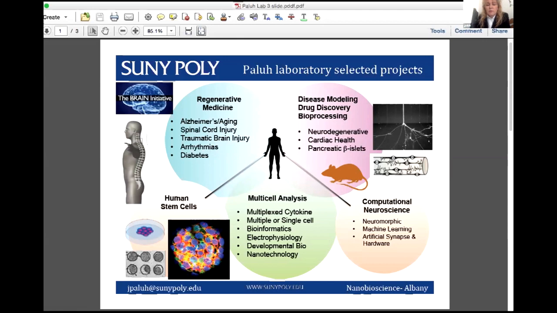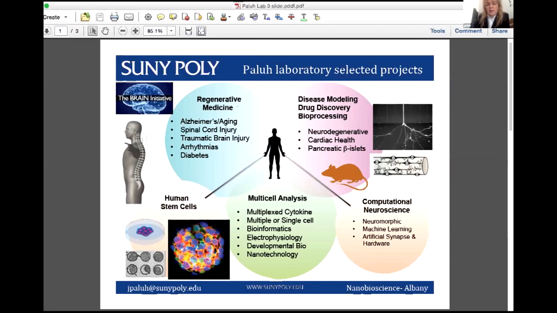And so in the area of regenerative medicine, we're interested in a lot of neurodegenerative diseases, so Alzheimer's and aging, so age-related neural cognitive defects, spinal cord injury, traumatic brain injury, also arrhythmias, working with cardiomyocytes, and diabetes, working in the area of bioprocessing. So we can perform experiments in a variety of ways, in terms of disease modeling or drug discovery or bioprocessing.